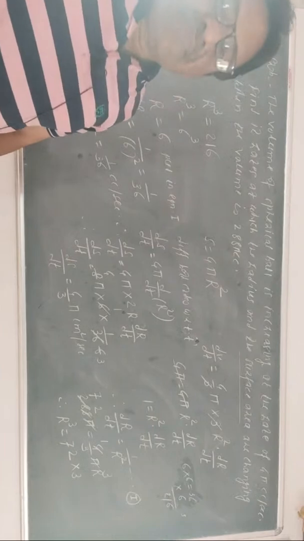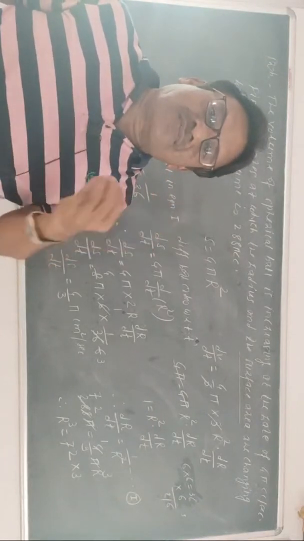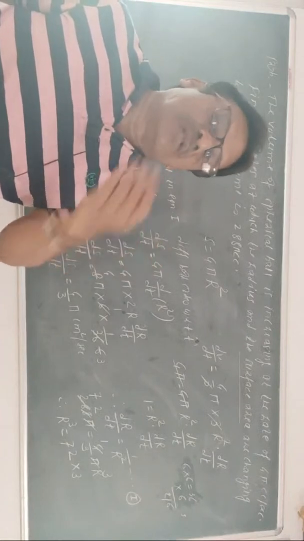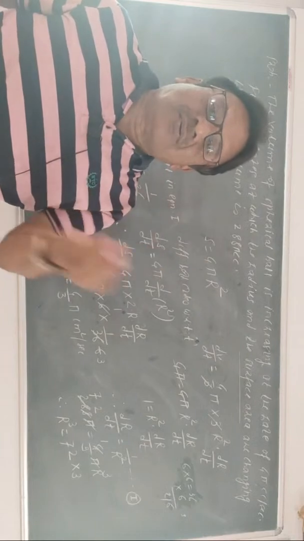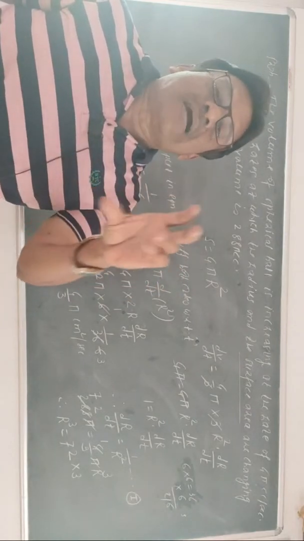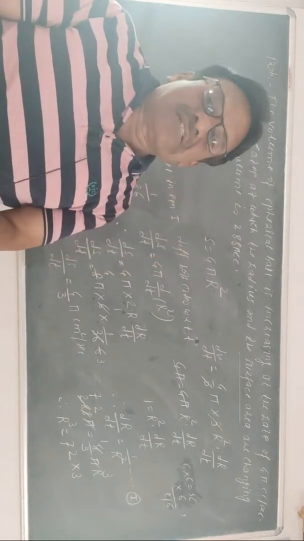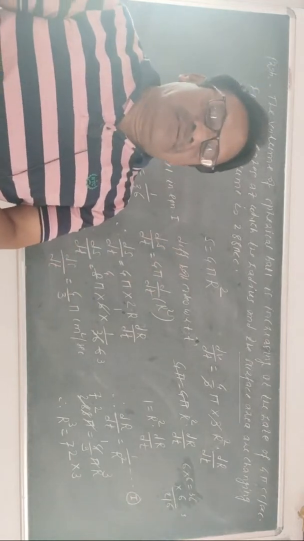So in this problem we use two important results. First, the formula for the volume of the spherical ball, V is equal to 4 by 3 pi r cubed, and the surface area of the spherical ball, S is equal to 4 pi r squared. If I remember these two results, then we easily solve the problem.